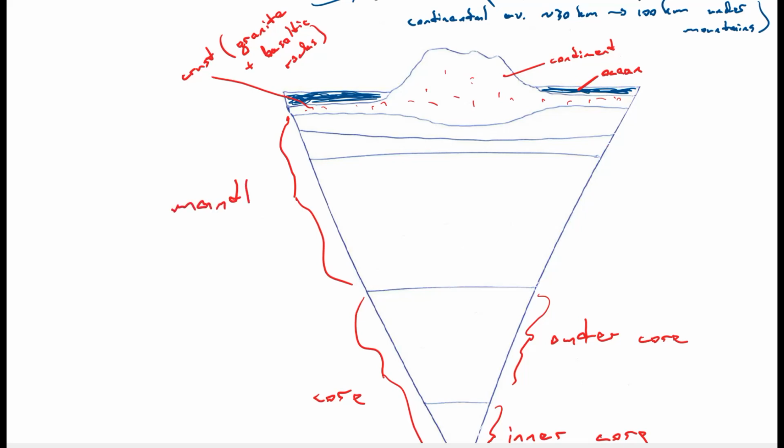You've probably heard of magma before. Well, this is where you're going to find the magma, right? Magma in the mantle. Now, we said what sort of rocks make up the crust. We've got the granite and basaltic rocks. So let's say what sort of things make up the mantle. Well, the mantle is largely silicate material.